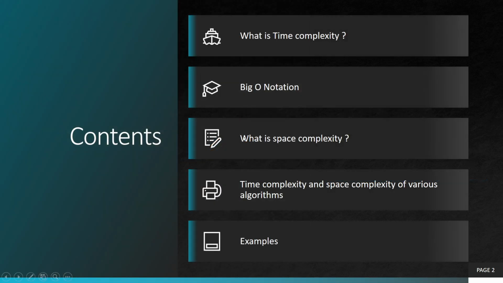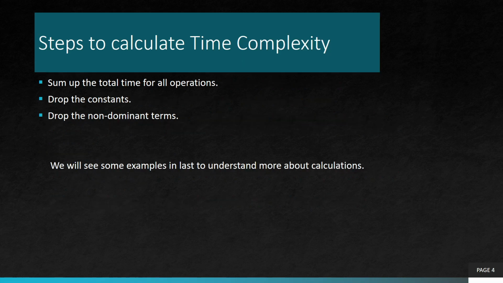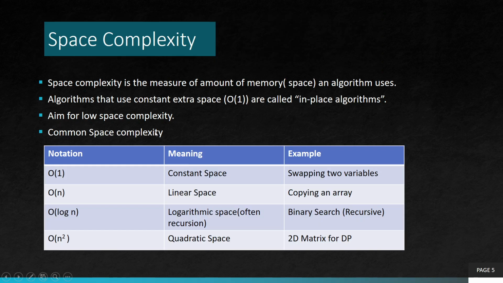And next one is space complexity. Before that, we will see how to calculate time complexity. First we will sum up the total time for all the operations, then we will drop the constants, then we will drop the non-dominant terms. We will see it in the last.